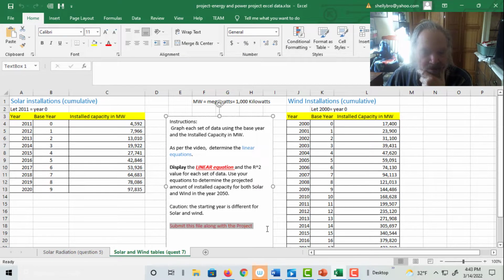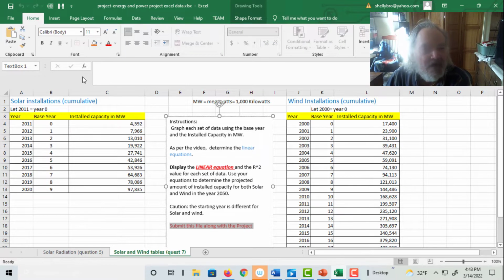And of course, you want to submit this file with the project. And good luck on it.